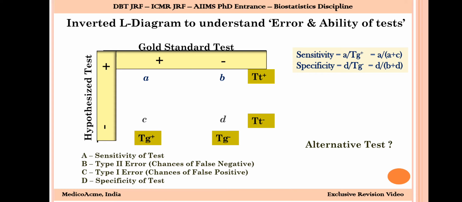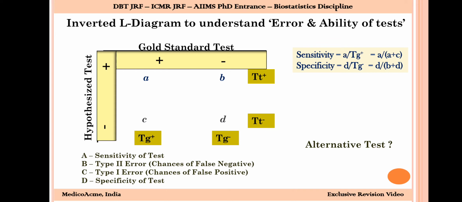A is basically for deciding the sensitivity of the test, meaning all the positives that you have found in the experiment. B is basically the type 2 error, the chance of false negative. C is the type 1 error, the chance of false positive, and D is the specificity of the test. We will elaborate on this in the next slide, so you can just remember it here.